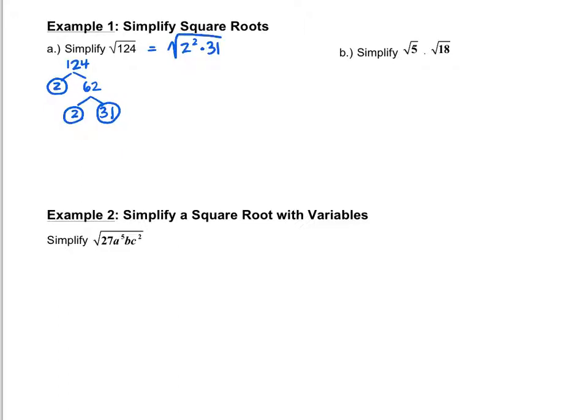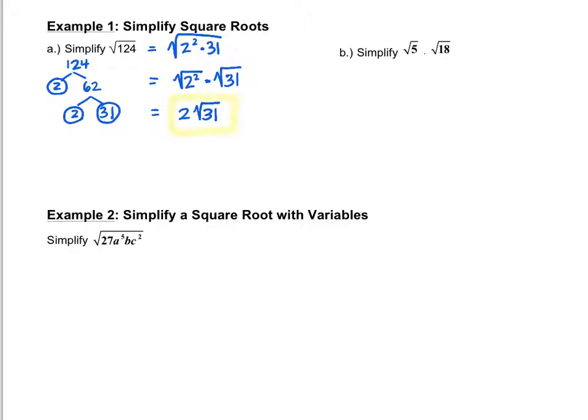Remember we're taking the square root of that. So we look for perfect squares. 2 squared is a perfect square, so that means the 2 comes out of the radical, because what we've really got is the square root of 2 squared times the square root of 31. Square root of 2 squared is 2. Square root of 31 is going to stay the square root of 31, and we've got a final answer for our question.